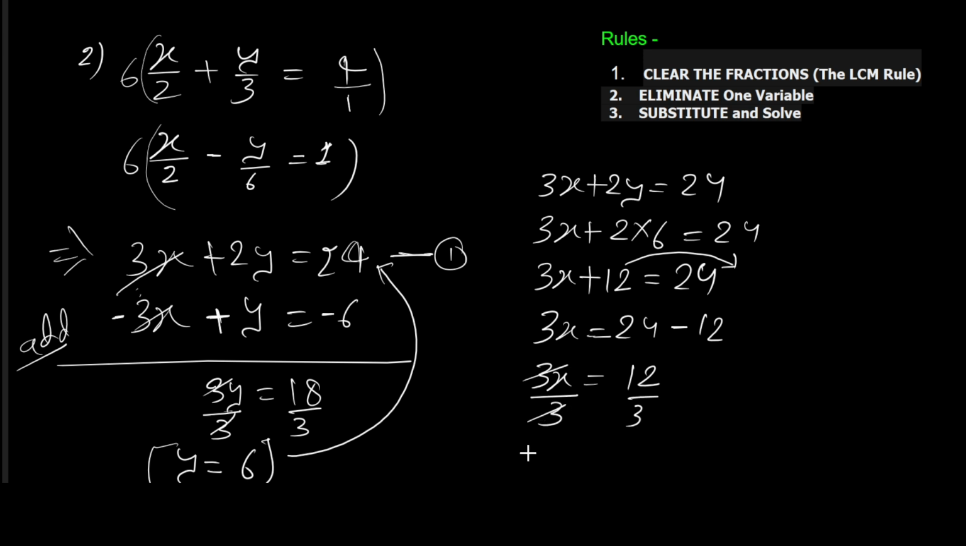So this 3 will cancel out. So x equals 12 over 3, which gives us 4. So we have x equals 4 and y equals 6. These are the solution of these equations.